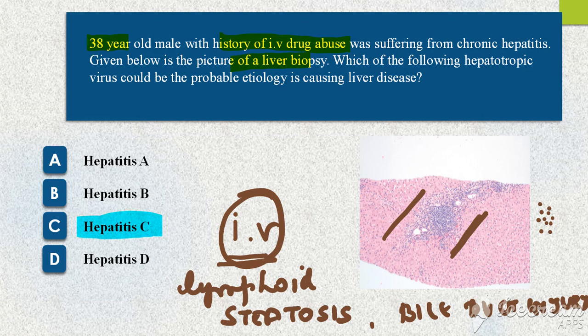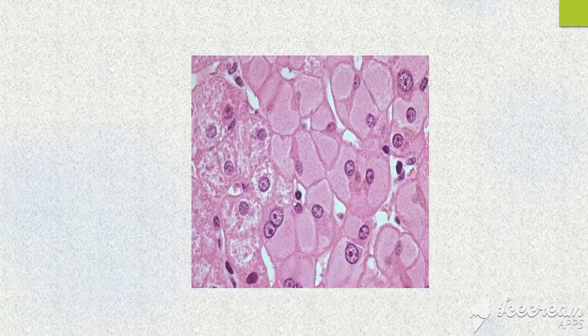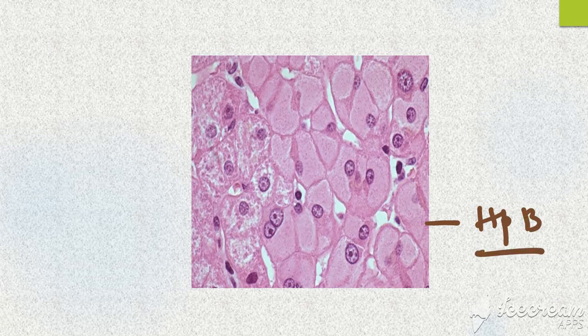All of you must know about the appearance of hepatitis B in histology, but for hepatitis C, remember these 3 points: you can get a lymphoid aggregate, steatosis or focal bile duct injury. Now, this is how it looks when you have infection by hepatitis B. This is a typical appearance. The hepatocytes look like this.